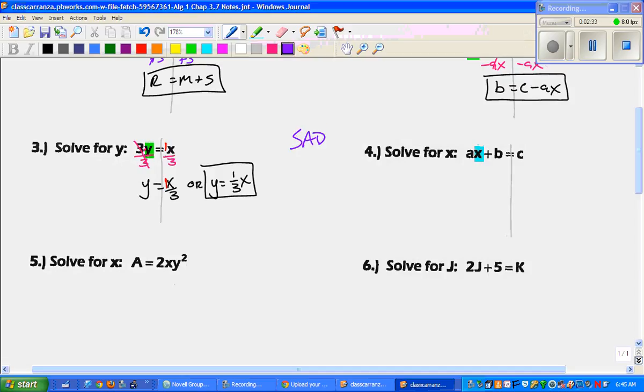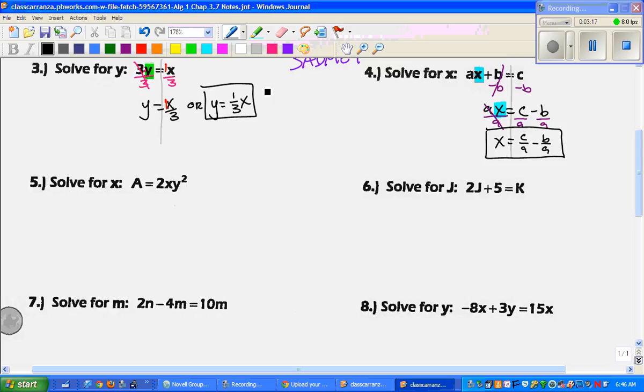Okay, solve for X. SADMAP. We have to get rid of addition or subtraction first. So I'm going to subtract the b from both sides, and we get ax equals c minus b. Now, the x is not by itself yet, so I have to divide by a. And I don't divide one thing by a, I divide everything by a. So we're left with x equals c over a minus b over a. And we can't do anything else, so that's how it stays.